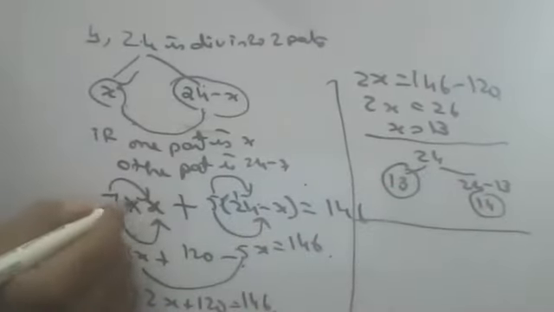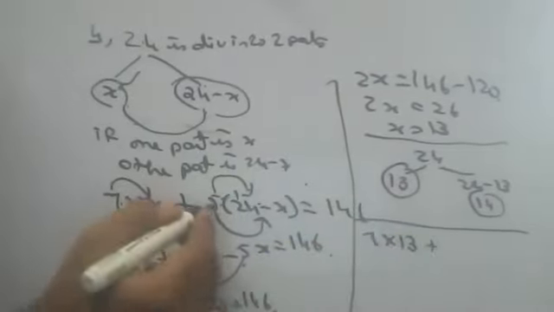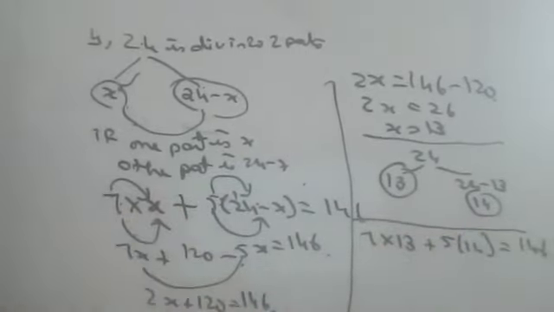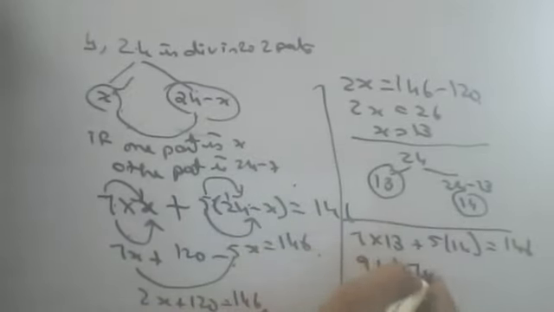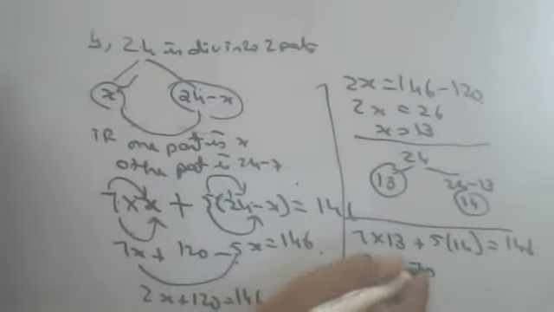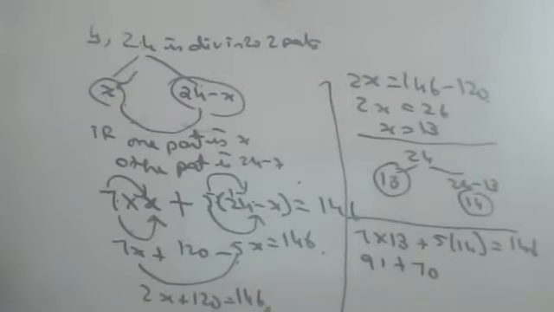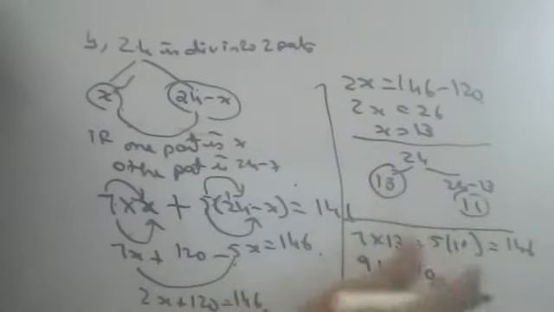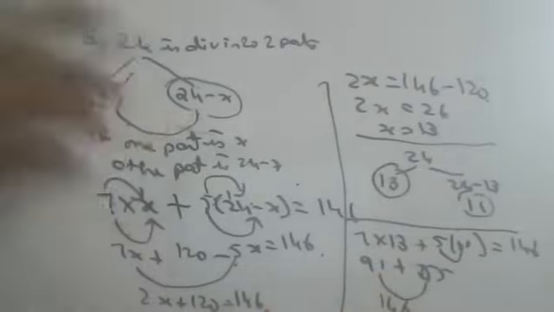24 minus 13, 11. One part is 13 means other part is 11. What did he say? 7 times first part. What is 7 times first part? 7 into 13 plus 5 times second part. How much is it? 146. Let's check it is true or not. Okay, children. 13 7s are 91, children. What is the second part we got, children? 24 minus 13 is 11. So 5 into 11 is 55. So 91 plus 55 is 146, children.